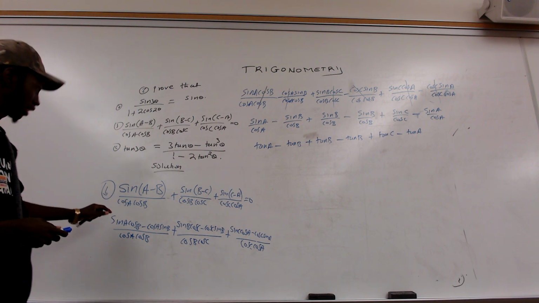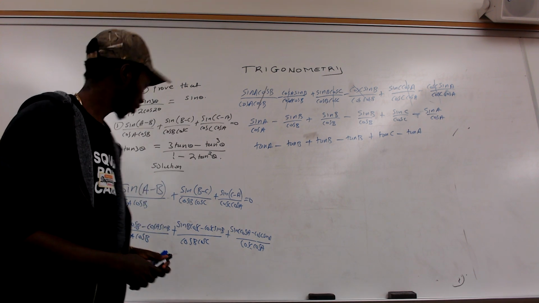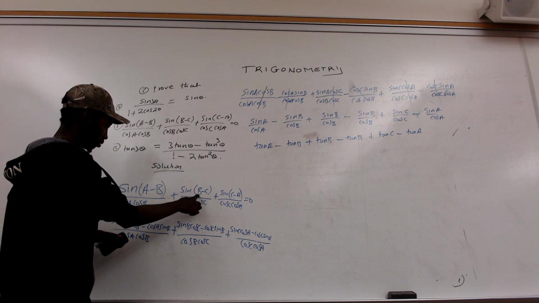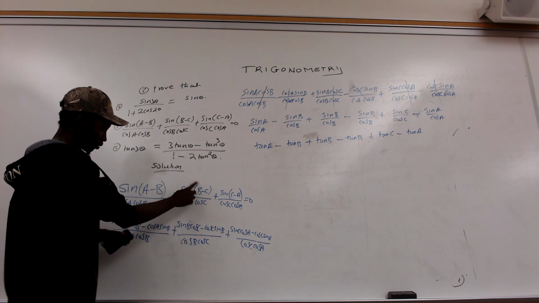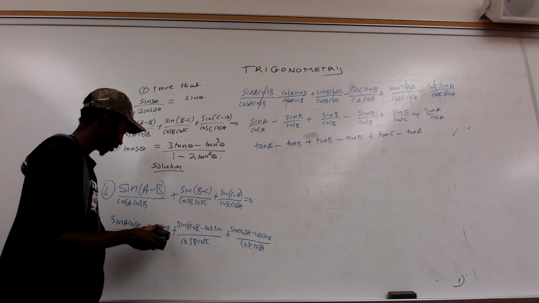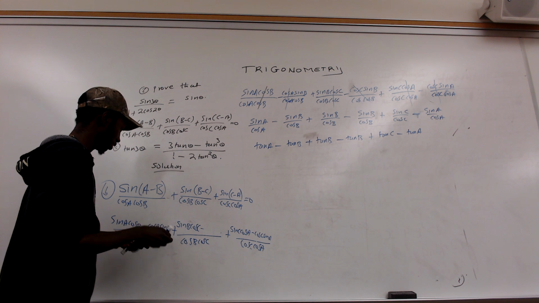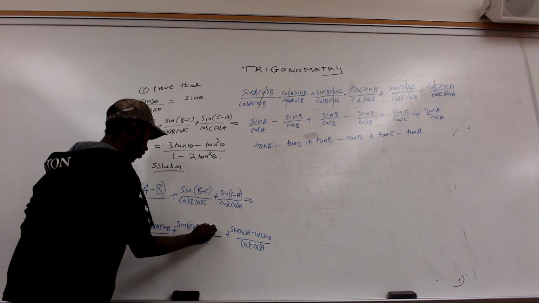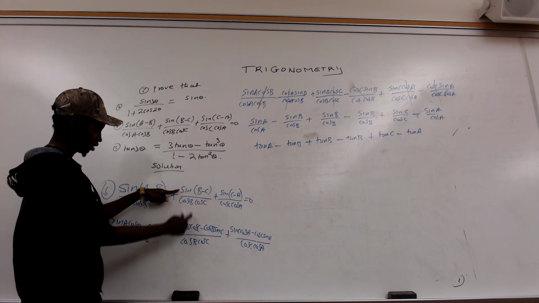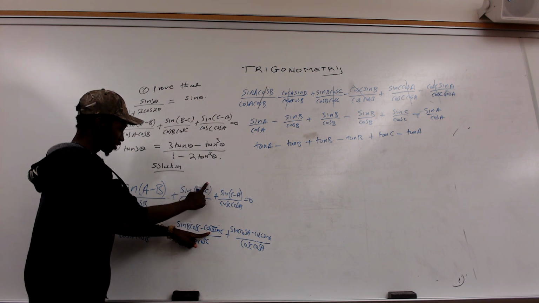Let's check. I think here we made a slight mistake. In this expansion, this should be sin B cos C, and this should be cos B sin C. Let me just clear this. This should be cos B and sin C, because sin B takes the second letter for cos, and in the next one cos takes the first letter, cos B, and sin takes the second letter.